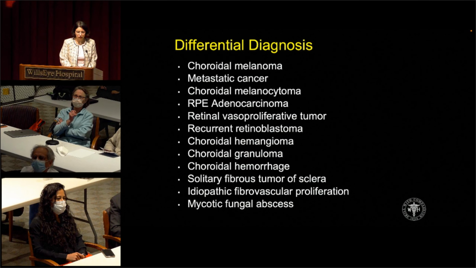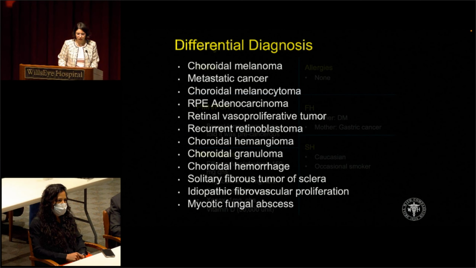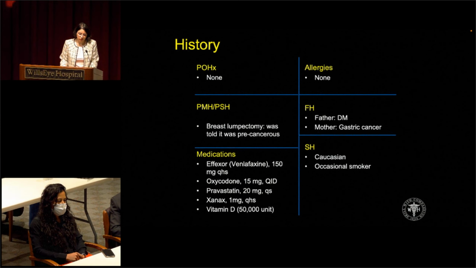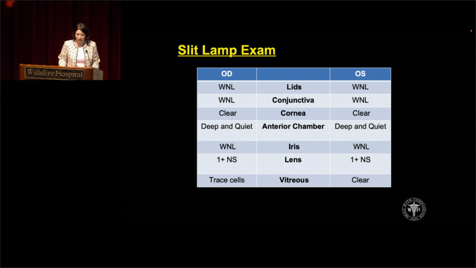Great. So we also had all those differentials. And then a little bit of history. He had a history of breast lumpectomy, but it was precancerous and had no further treatments. Father had diabetes and mother had gastric cancer. On slit lamp exam, there were no other findings in the iris or ciliary body, and there were just trace cells in the vitreous in the right eye.